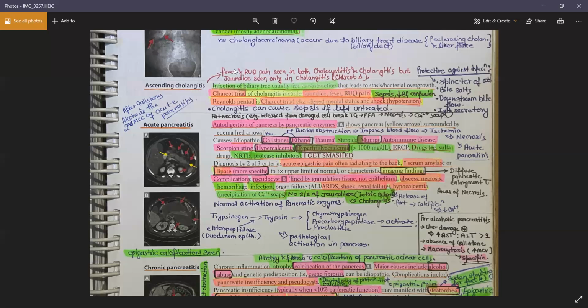Fever and right upper quadrant pain are seen both in cholecystitis as well as in cholangitis, but jaundice is very specific to cholangitis only. This is an important take-home point. Whenever you see a patient with right upper quadrant pain and jaundice, the patient has ascending cholangitis, not cholecystitis. Apart from that, if the patient also has sepsis and shock, the patient must have ascending cholangitis, not cholecystitis. Is that okay?